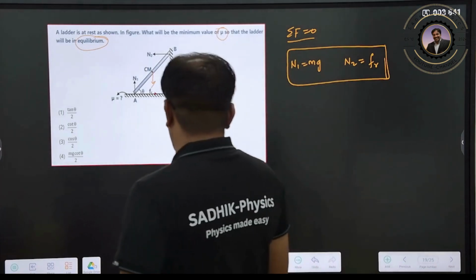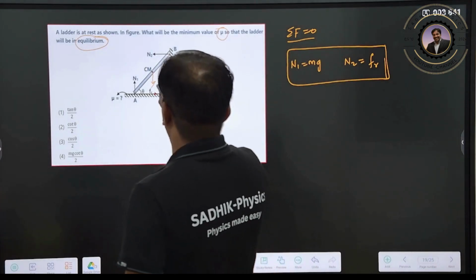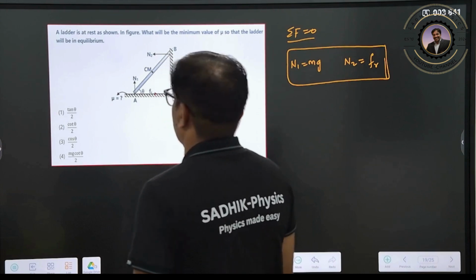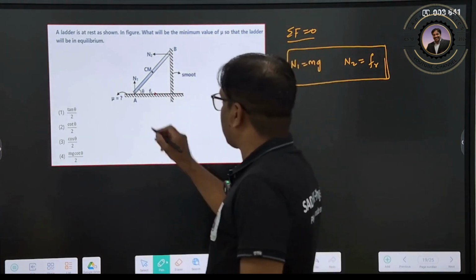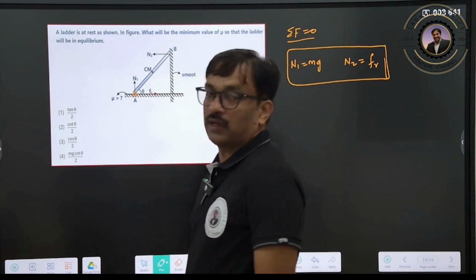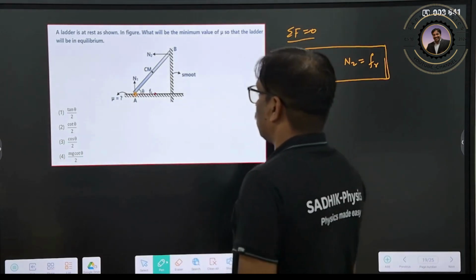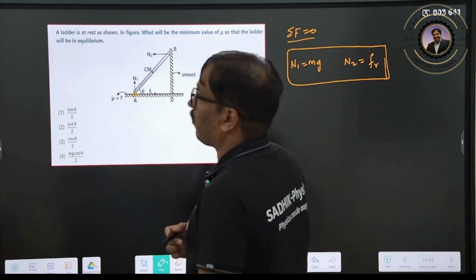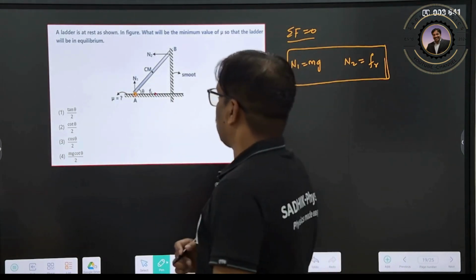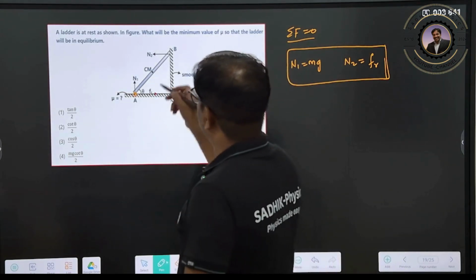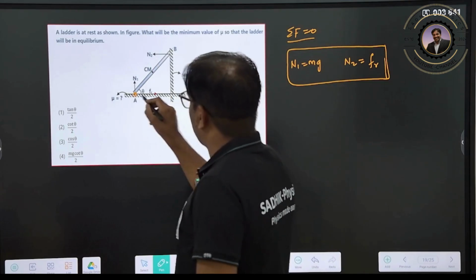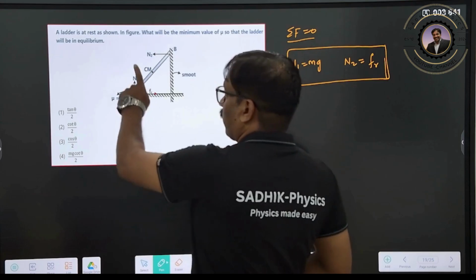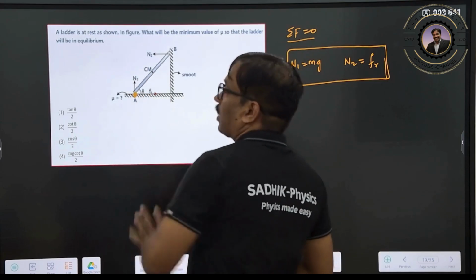It is under equilibrium, so whatever torques are there, that also should be equal to 0. Now we will calculate the torque at this point, at point A. What is the torque now? N1 is acting along this point, so N1 will not create any torque, clear? And the frictional force also will not create any torque, because it is also acting at this point.